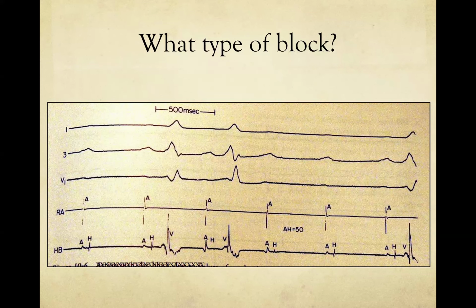So I'm not able to see what's there before the first AH, but I can see that after the third complex, there are two AHs which are not conducting to the V. So I'm thinking, is this like a variable second degree heart block, type 2?